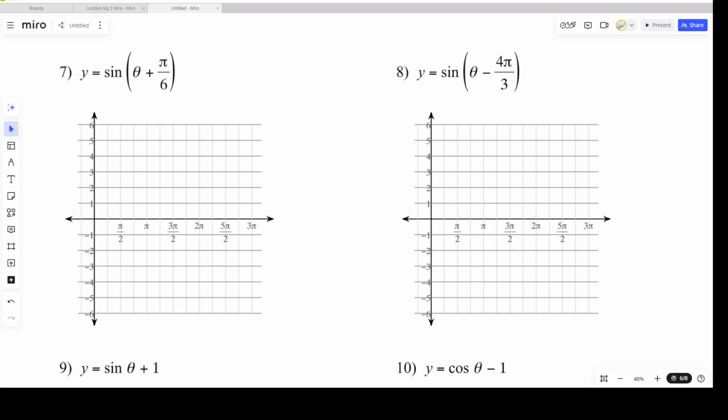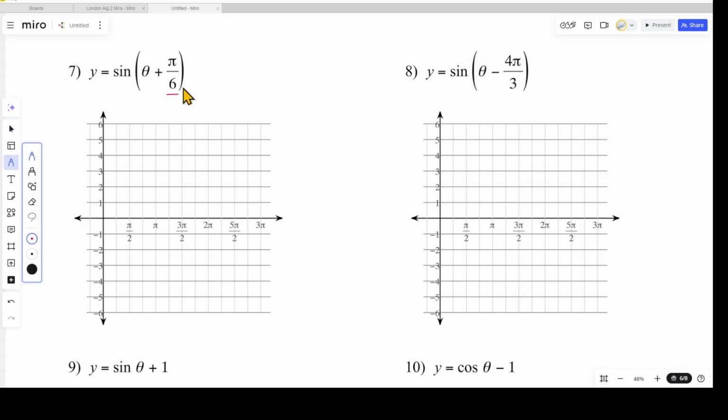All right, moving on. Now we do see our first phase shift on this one. B is 1. Phase shift negative pi over 6. Inline 0. All right, this is more difficult.